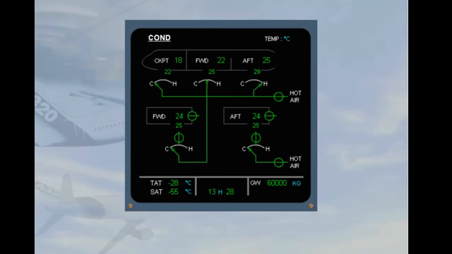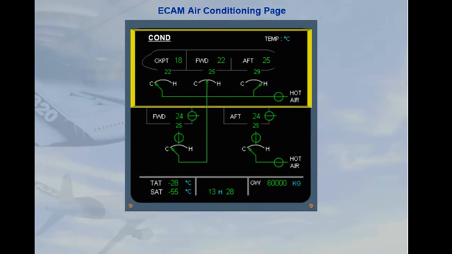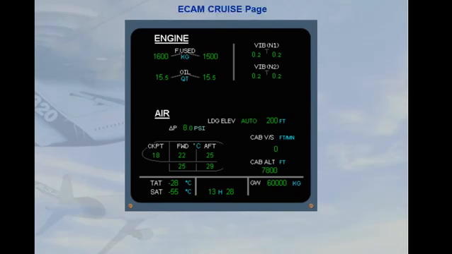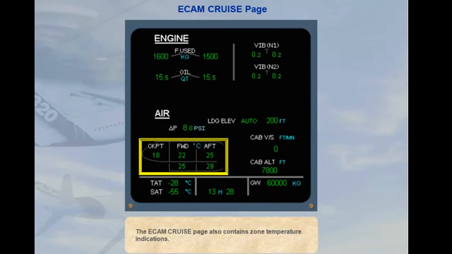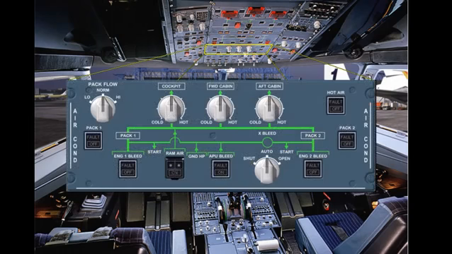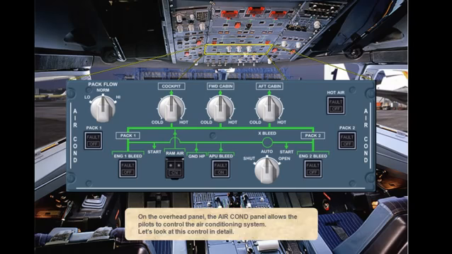The ECAM COND page contains zone temperature and trim air system indications. The ECAM Cruise page also contains zone temperature indications. On the overhead panel, the air conditioning panel allows the pilots to control the air conditioning system. Let's look at this control in detail.